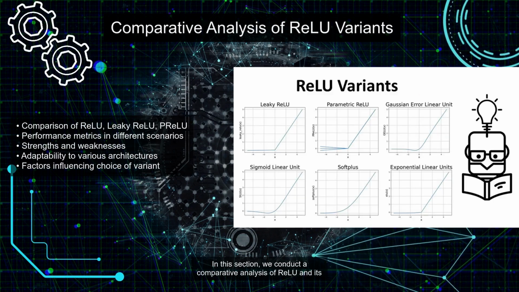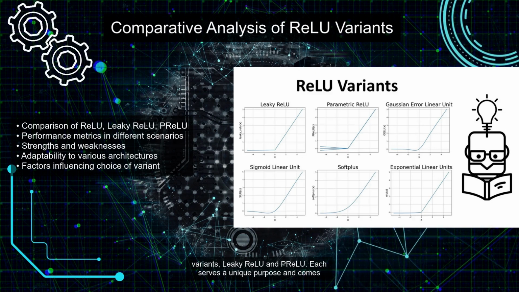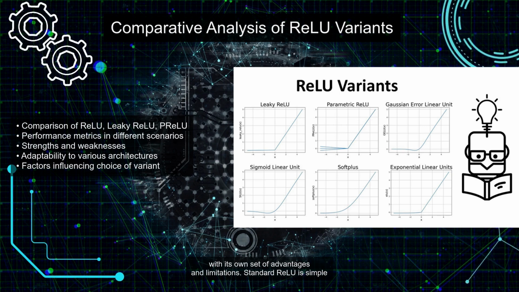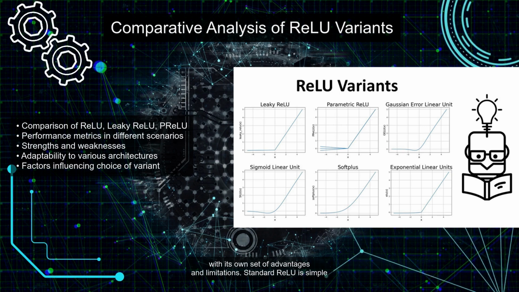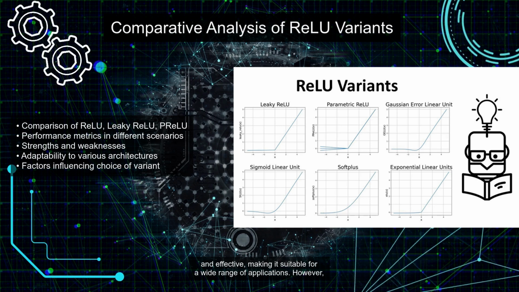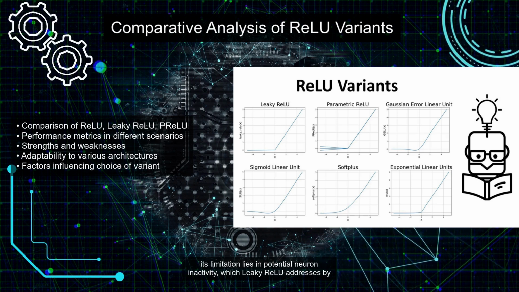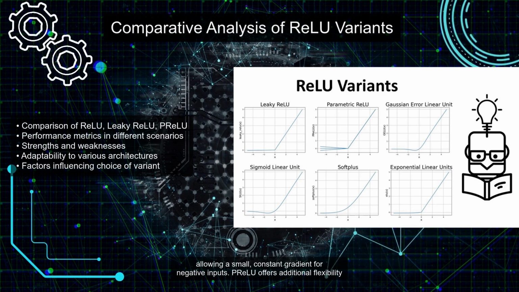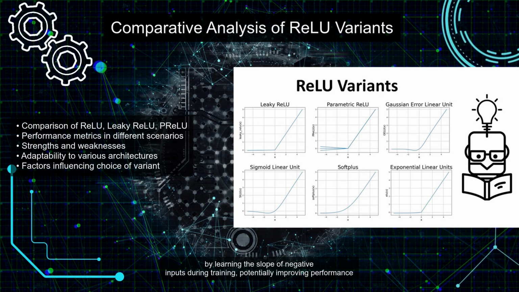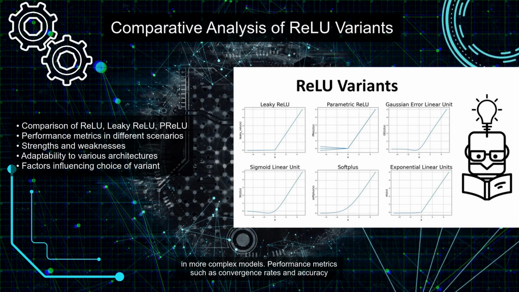In this section, we conduct a comparative analysis of ReLU and its variants, Leaky ReLU and PReLU. Each serves a unique purpose and comes with its own set of advantages and limitations. Standard ReLU is simple and effective, making it suitable for a wide range of applications. However, its limitation lies in potential neuron inactivity, which Leaky ReLU addresses by allowing a small, constant gradient for negative inputs. PReLU offers additional flexibility by learning the slope of negative inputs during training, potentially improving performance in more complex models.